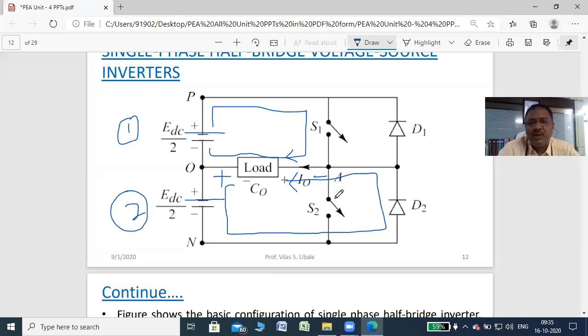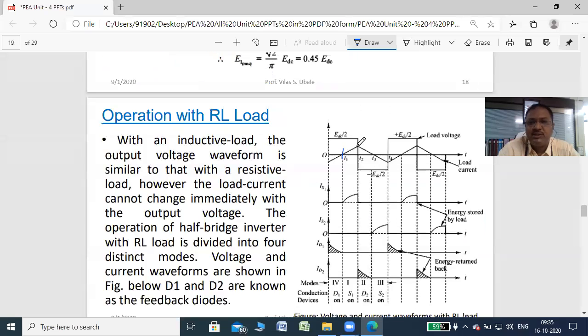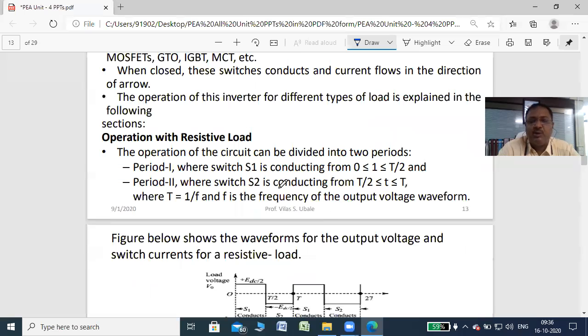So the output current is still positive, but here it is decreasing because the inductive load starts to release the energy, and at instant t3 it becomes zero, right? The inductor releases the energy, which means the current is still positive but decreasing. And at instant T3, this current is equal to 0.